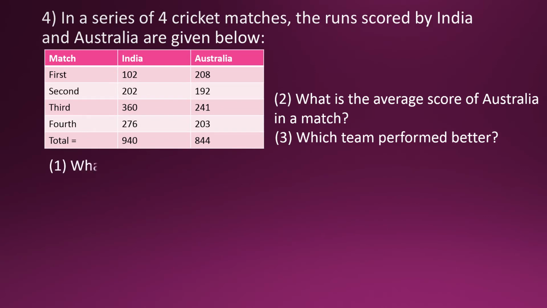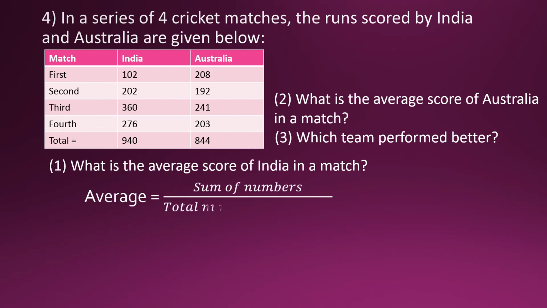Question number 1. What is the average score of India in a match? We know that average is equal to sum of numbers upon total number of addends. First, write the sum of runs scored by India, which is 102 plus 202 plus 360 plus 276, and divide by the total number of matches, which is 4.